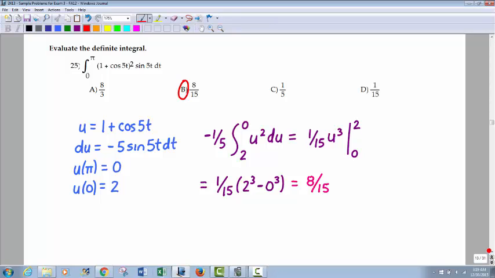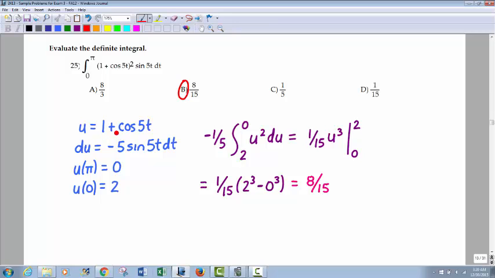Number 25, same thing, definite integral. And you'd want to let the u be what's in the parentheses. Now be careful when you take your derivative here. Very careful. Because of the chain rule. So in other words, with a 1, that's 0, of course.